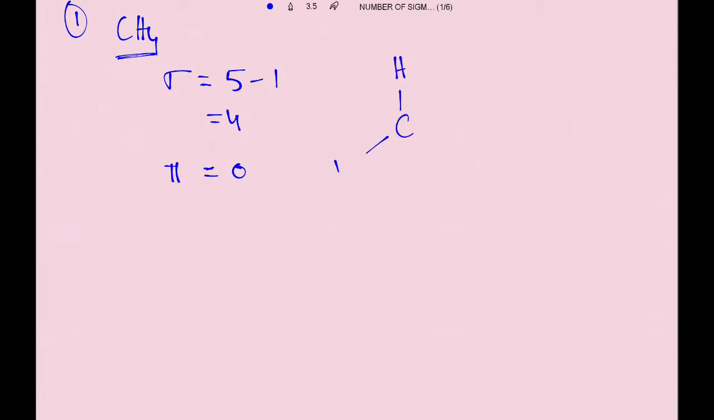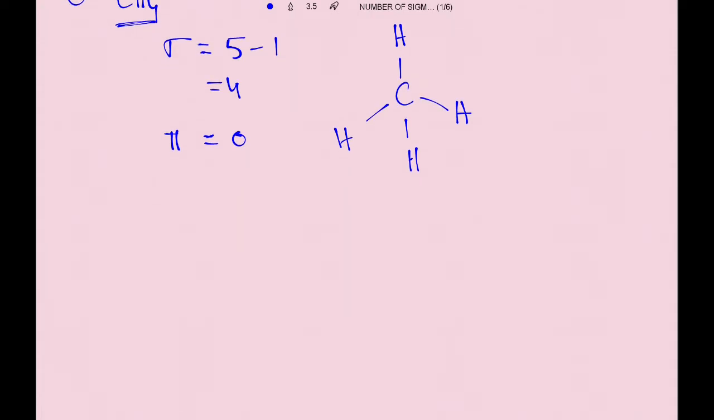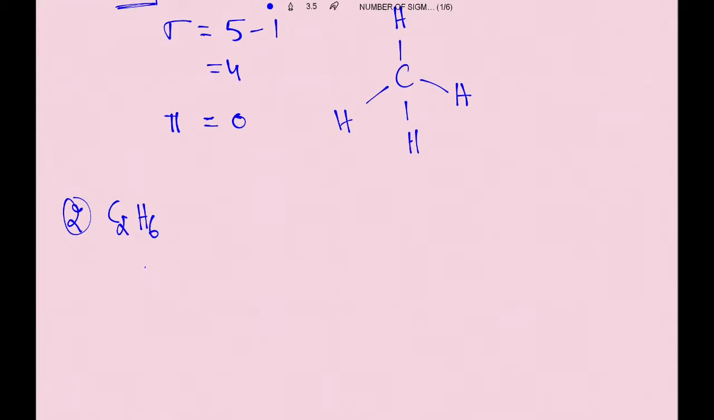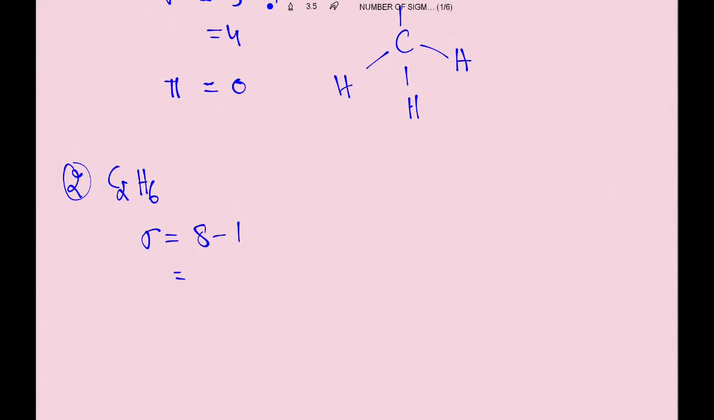Okay, right. And you can calculate by seeing the structure of methane also. This is the structure of methane, which has 4 sigma bonds. And the next one I am taking is C2H6. If you calculate the number of sigma bonds, the total number of atoms is 8 minus 1, which equals 7.